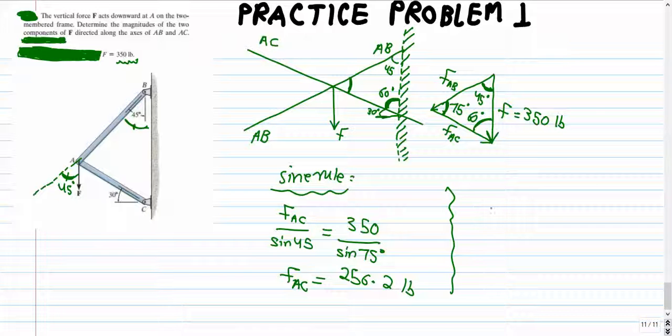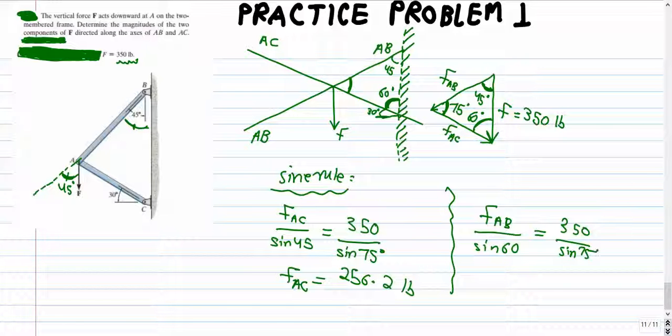Similarly, for the other component, we get component along the AB axis divided by sine of 60 degrees should be equal to 350 over sine of 75 degrees. And the value that we get for this component is 313.8 pounds. So this is the simple and easy procedure for this question.